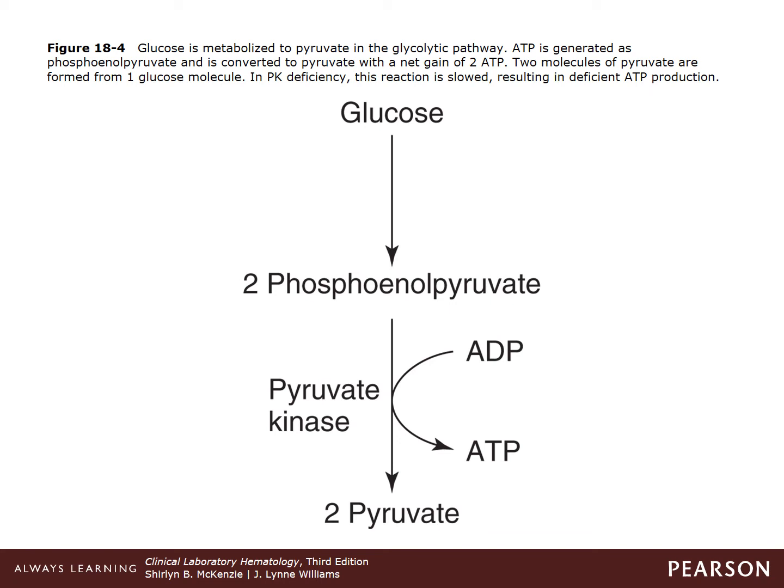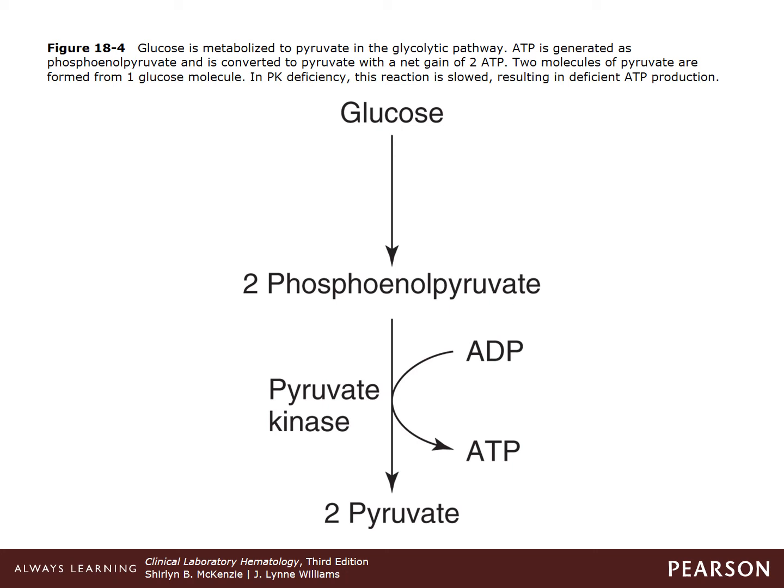Let's now discuss pyruvate kinase deficiency. So if we review, glucose is metabolized to pyruvate in the glycolytic pathway. Here, ATP is generated as phosphoenolpyruvate is converted to pyruvate with a net gain of 2 ATP. Two molecules of pyruvate are formed from one glucose molecule. In PK deficiency, this reaction is slowed, resulting in deficient ATP production. PK deficiency is the most common deficiency of the glycolytic pathway and the second most common enzyme deficiency of the red blood cell. It is autosomal recessive in its inheritance pattern, usually resulting in a chronic hemolytic anemia, either inherited as a homozygous or double heterozygous state, with over 220 mutations. Again, severe deficiencies are usually detected early in life.